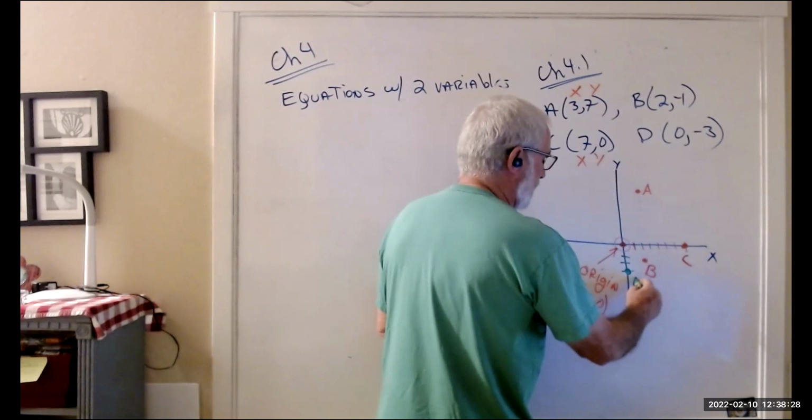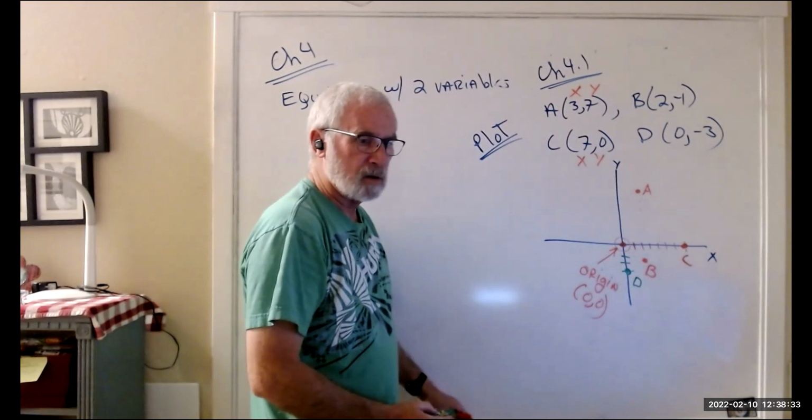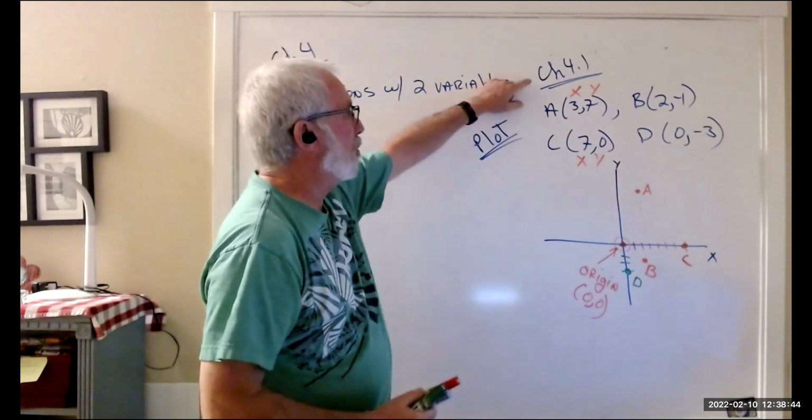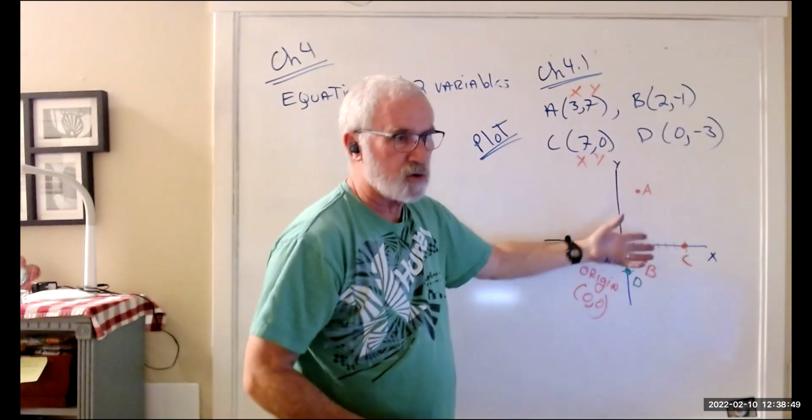Does the green show up for you guys out there? Yes, it does, Professor. Okay. Because I know some of these colors are stupid. They don't show up. So anyways, part of 4.1 is going to give you some ordered pairs and ask you simply to plot them to make sure you know where they are.